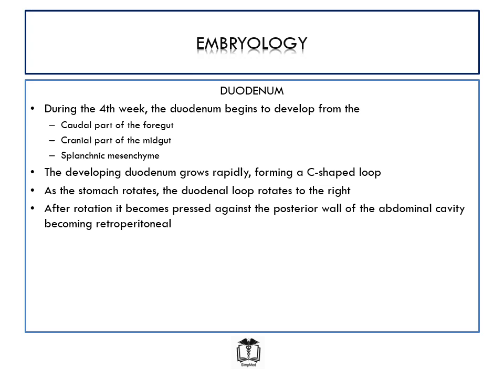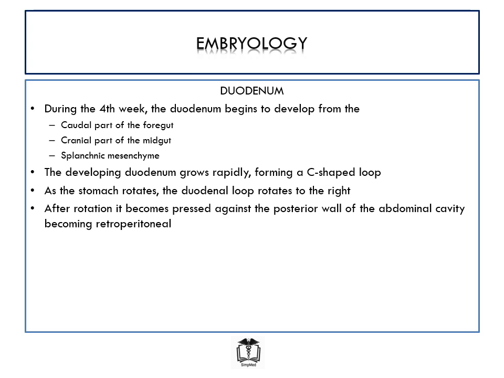And as the stomach develops and rotates, the duodenum rotates alongside the stomach. Remember that the stomach rotates in a clockwise direction. So as the stomach is rotating clockwise, the duodenum also tends to rotate clockwise. The duodenal loop rotates to the right, and after rotation, it becomes pressed against the posterior wall of the abdominal cavity and becomes retroperitoneal as a result.